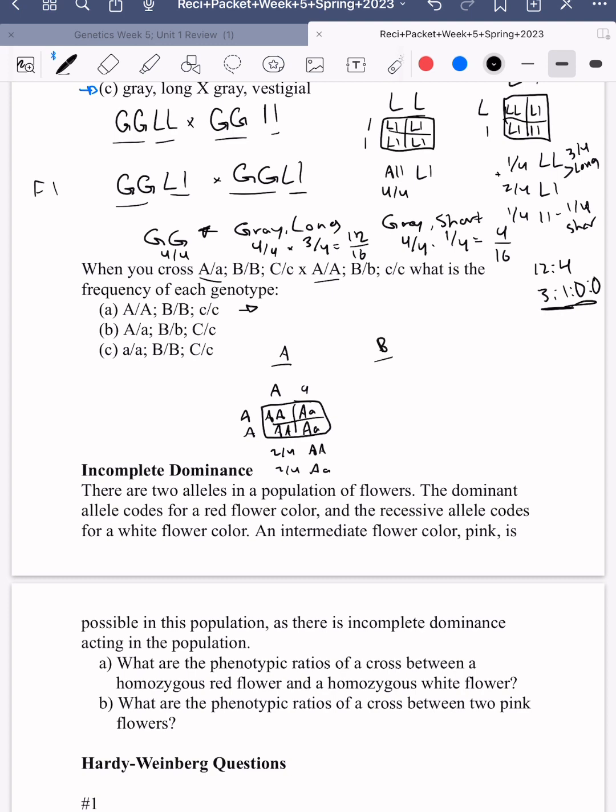For the B gene, we're going to do another cross with these individual genotypes. We have big B. Cross that with a big B and a little b.